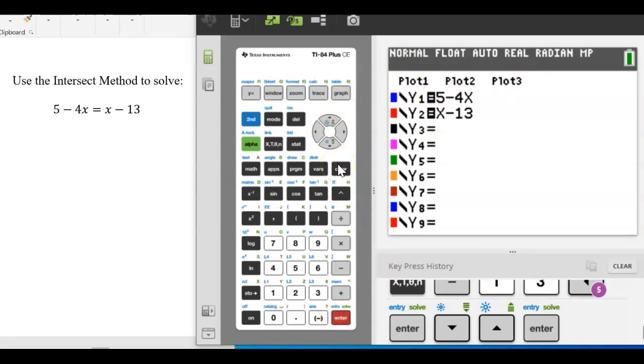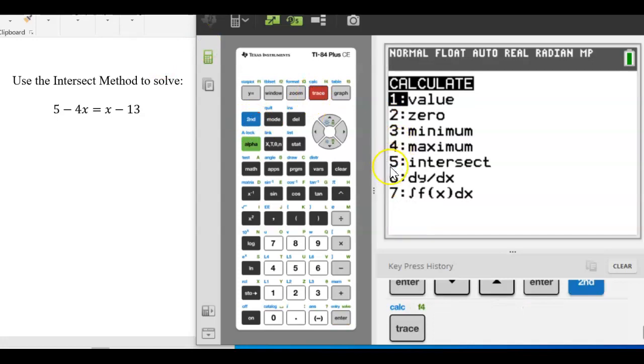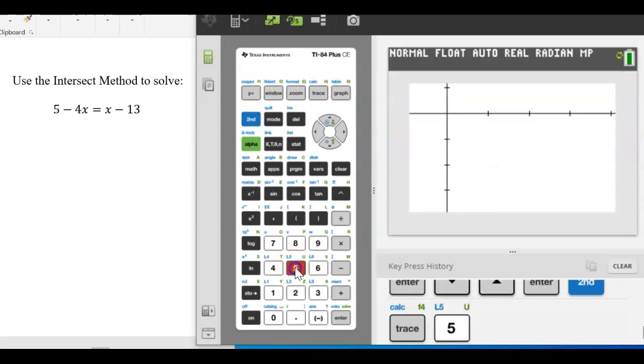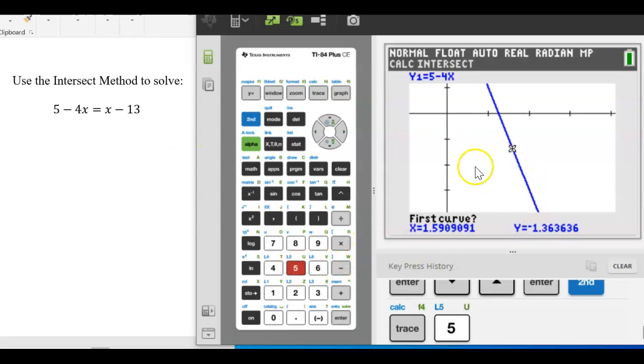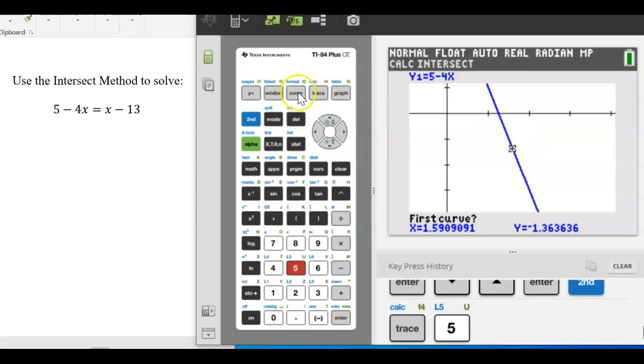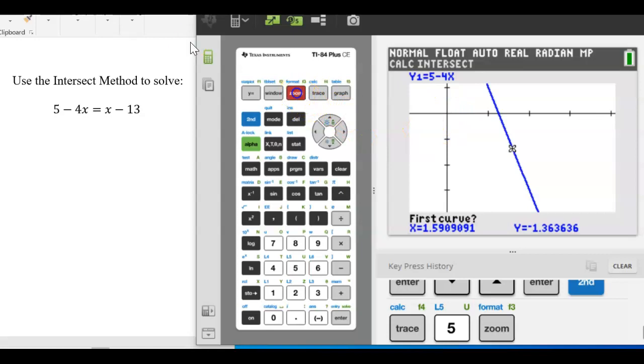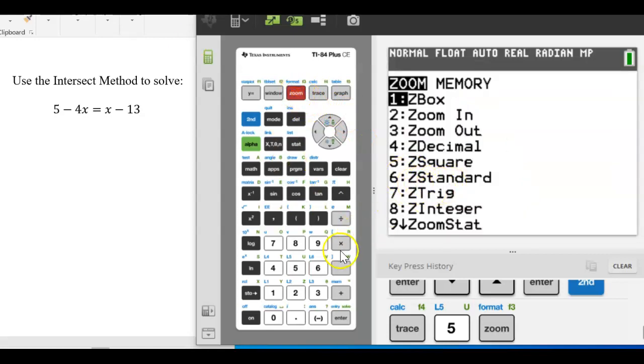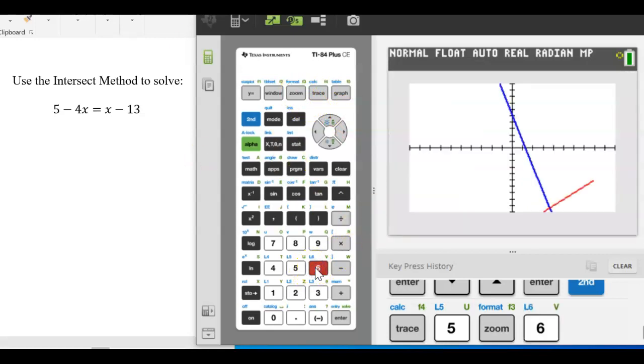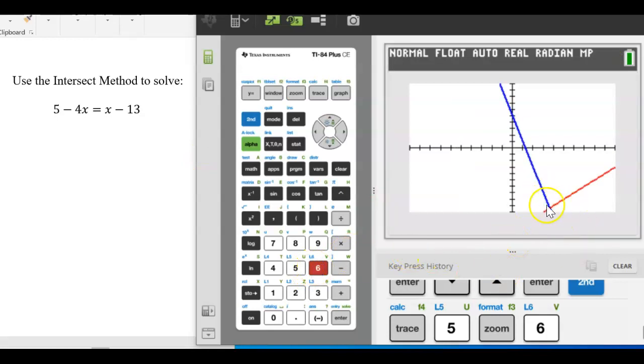Okay, now we're going to graph these to see their intersection, but there's a really nice way to get to the graph. We're going to go to the second function of our trace button, which is our calculation button, and we're going to find the intersection. I cannot see my other equation, so I'm going to back out. There's my x and y, there's my origin. I'm going to zoom, go zoom 6 to get to my standard window, and there I can see an intersection.